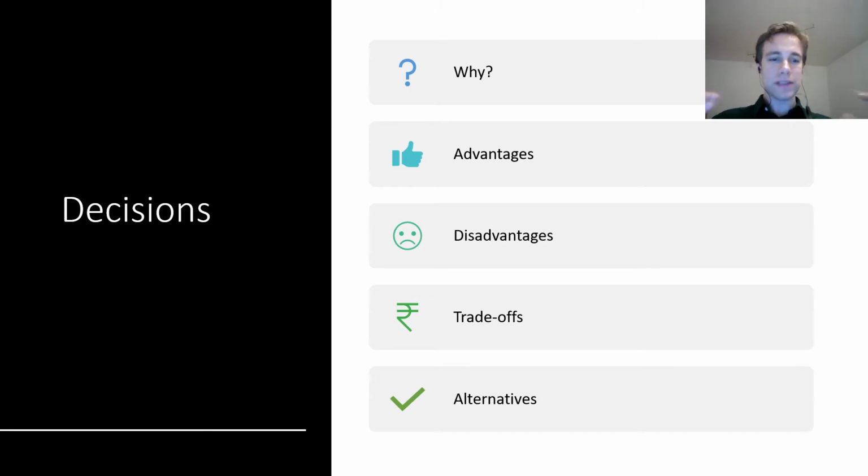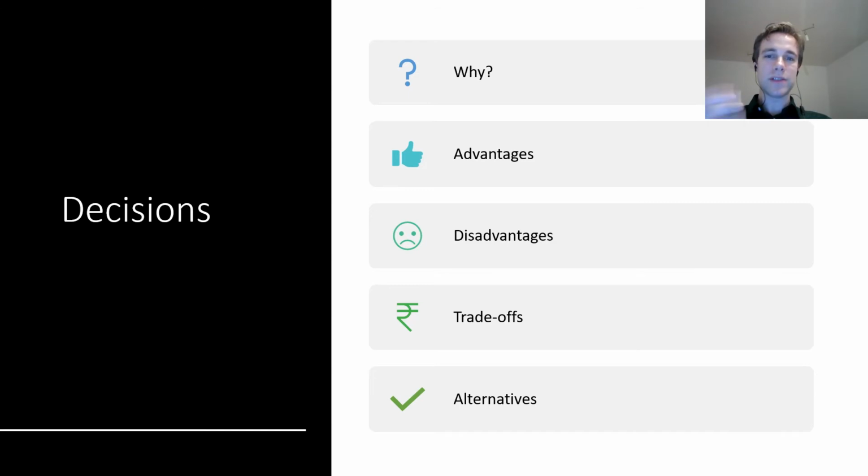Now, for these drivers, it's necessary to make proper design decisions. When architects are making design decisions about their software, in order to meet their drivers, they need to discuss several things. The first one is what is really the rationale for making this decision. So why are we making this decision and what is this decision going to achieve?